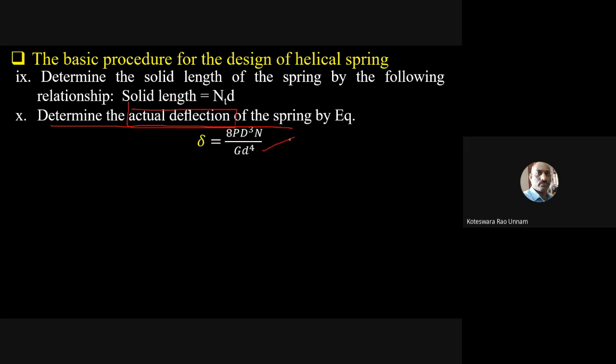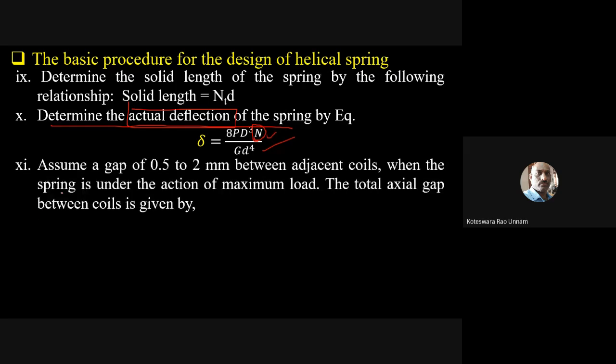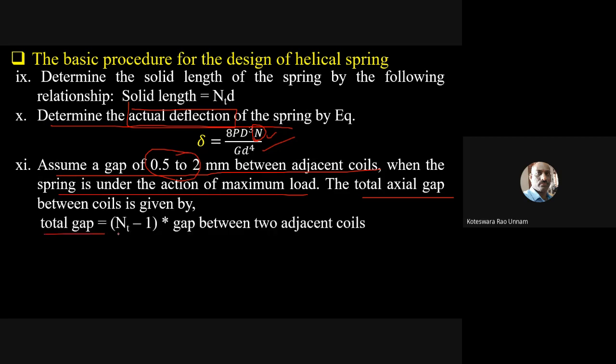Here the formula remains the same, only the number of active coils is the rounded value. After that we need to account for the clash allowance. Sometimes people take a gap of 0.5 to 2 mm between the adjacent coils when the spring is under the action of maximum load. The total axial gap is based on the number of gaps, that is NT minus 1. Therefore your total gap is NT minus 1 into the gap between two adjacent coils.